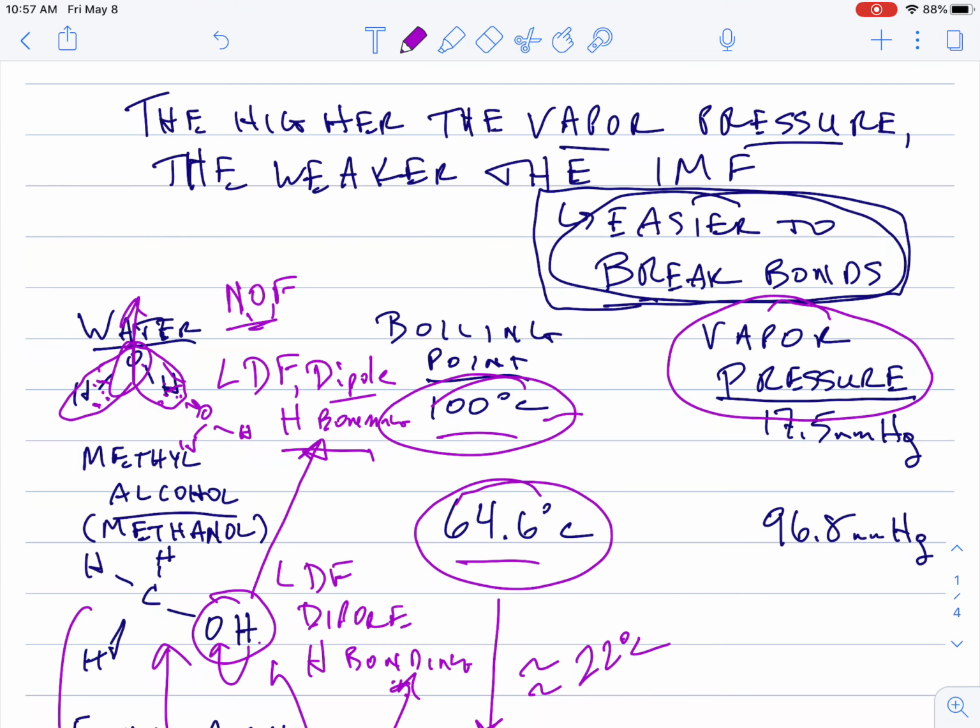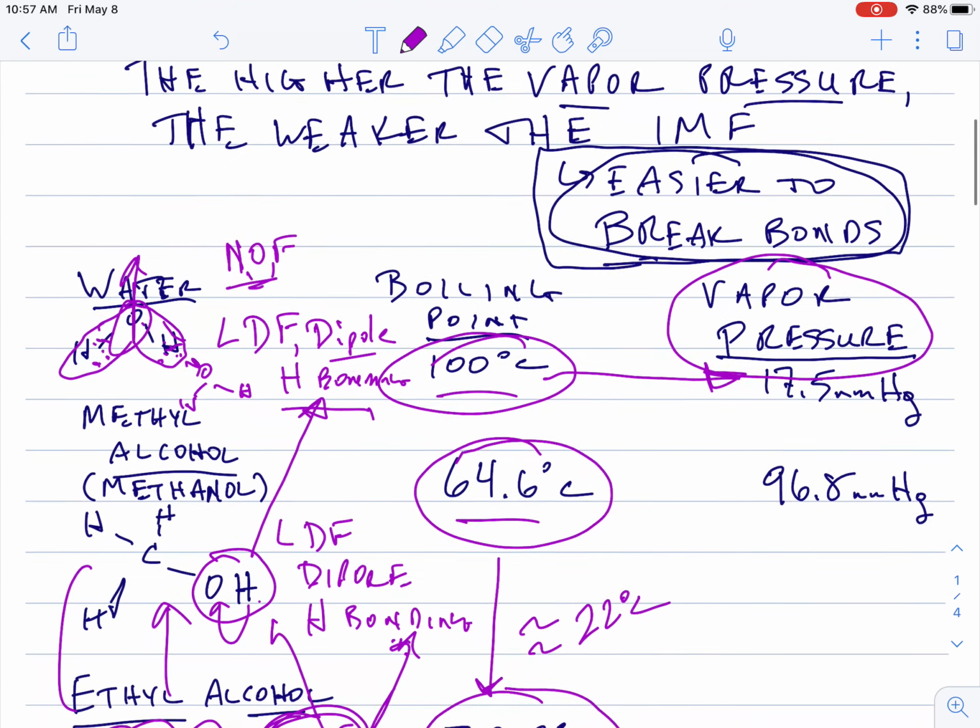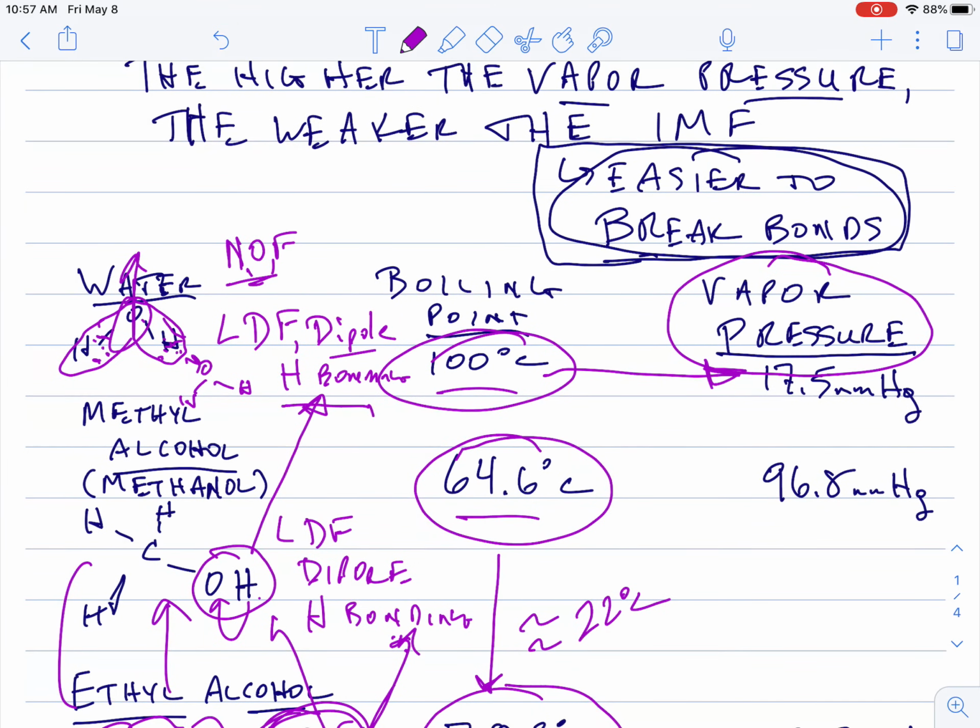Now, in contrast to that, water, which has the highest boiling point, has the lowest vapor pressure. So these Timmies, okay, they've got a lot of intermolecular bonds that hold them together.